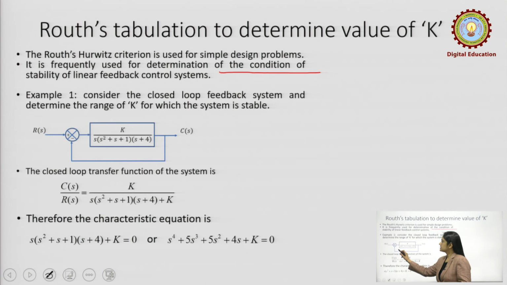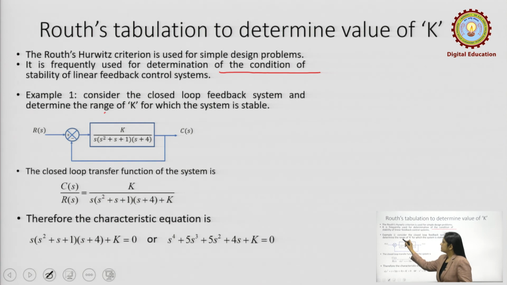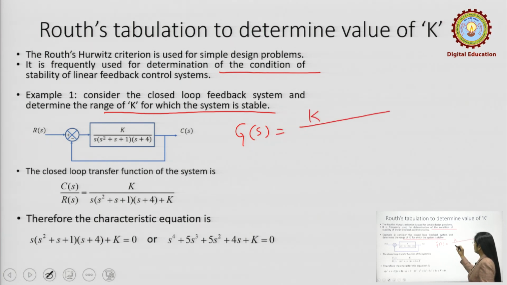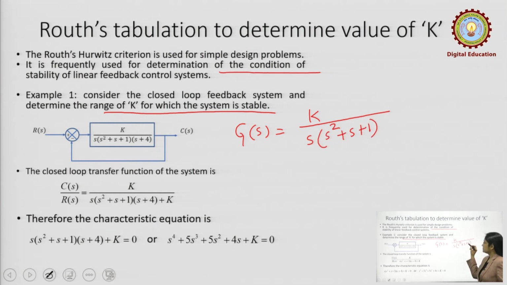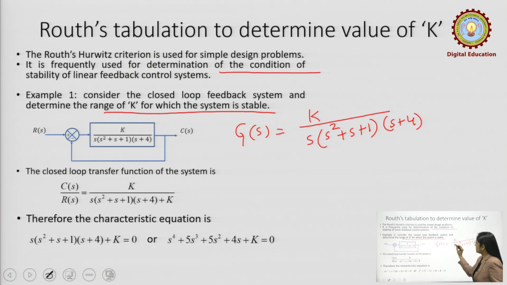Let us take one example here. This is a closed loop feedback system and we need to determine the range of k for which the system is stable. So, we have a forward path transfer function G of s. Forward path transfer function G of s is k divided by s into s square plus s plus 1 into s plus 4. Since it is a closed loop system having unity feedback, therefore, H of s is equal to 1.